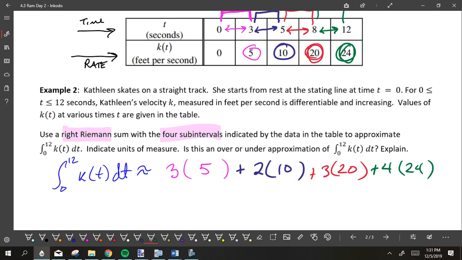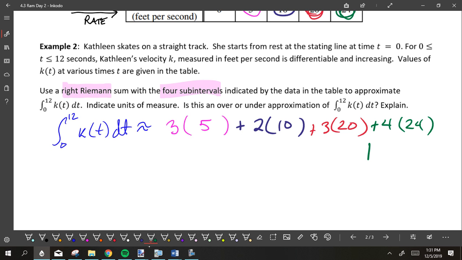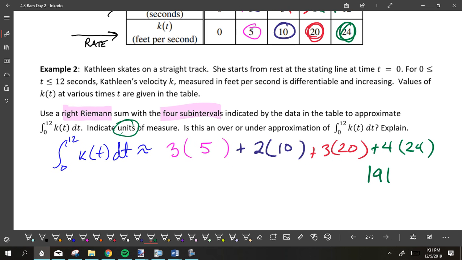If you had to, you could calculate it. Anybody get a calculation here? I think it's 191. They did ask us for units. 191. The rate was in feet per second. So that 191, what would my units be on that? It would be feet. It's 191 feet. Because when we integrate, it tells you the amount of whatever that rate was looking at. Or in other words, she started at 0 feet. 12 seconds later, she's traveled 191 feet. That's what we just found out.